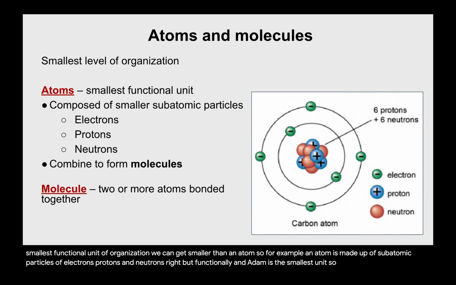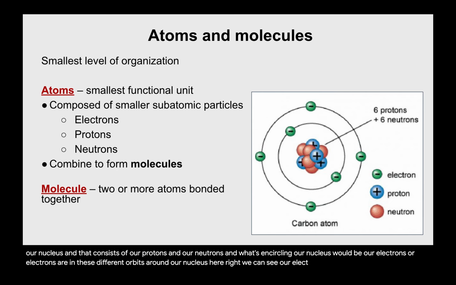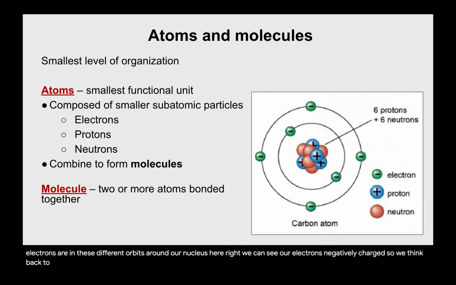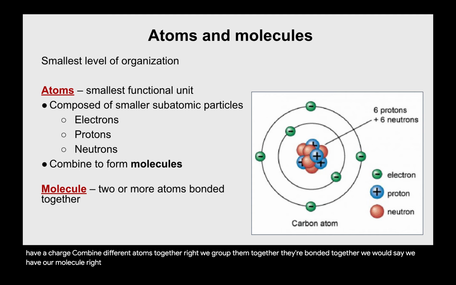In our atom, we have our nucleus, which consists of our protons and our neutrons. What's encircling our nucleus are our electrons, in these different orbits around our nucleus. Our electrons are negatively charged. If we think back to ions, we talked about atoms when we talked about ions. Ions have either lost or gained an electron to give them a charge. When we group different atoms together, bonded together, we would say we have a molecule. We're going to pay particular focus to these electrons here.